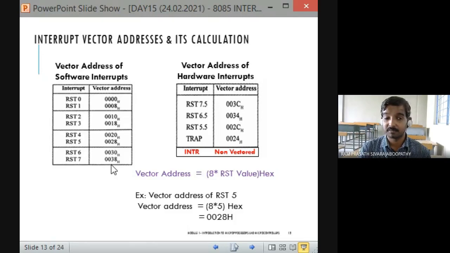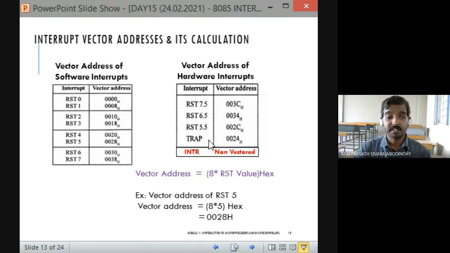Is it clear for everyone? For vector interrupt, is it understood? What is meant by vector address? Whenever an interrupt occurs, there is a predefined address location where the service program vectors to. That address we call the vector address. So at that location we have to write our service program. Is it clear or not? So this is for our understanding: to remember the vector address, take that number into 8.